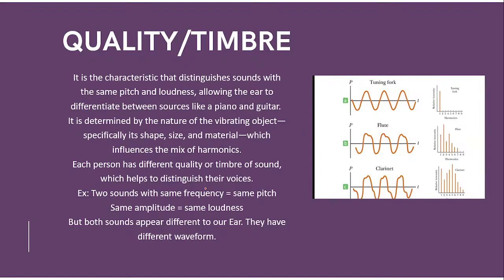Suppose in a room, two persons are there. ठीक है, it's a dark room, both have the same pitch, both have the same loudness. But still you will be able to recognize and differentiate between both persons' voices. How is it possible? That is because of quality or timbre. That will distinguish between the two persons who have both the same pitch and loudness.